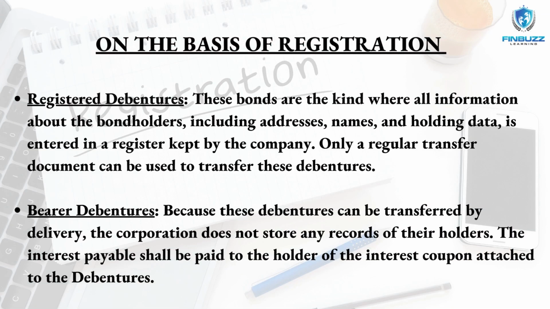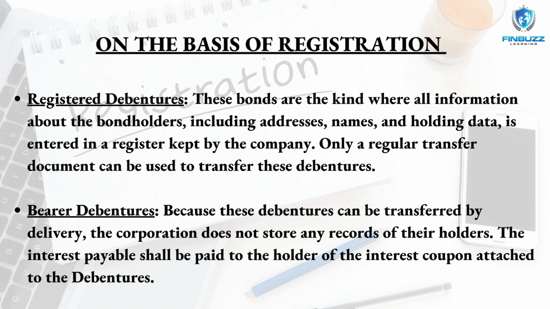Now, the last categorization is from the point of view of registration. So, the first type is registered debentures. These bonds are the kind of bonds in which all information, including addresses, names, and holding details of the bondholders, is recorded in a register maintained by the business. Such debentures can only be transferred via a standard transfer document.